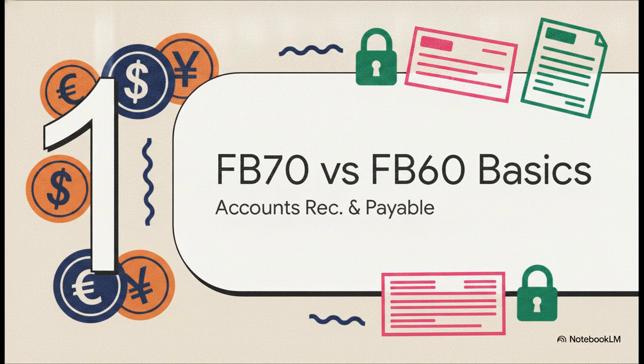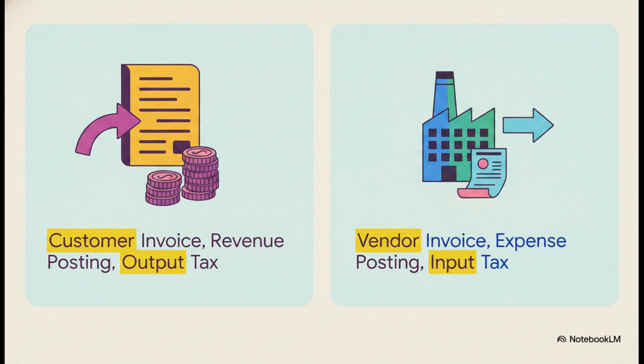All right, Section 1, the basics. FB70 versus FB60. Let's build that absolute foundation and look at the two sides of our manual posting coin. What's really cool here is how perfectly these two mirror each other. Over on the accounts receivable side, FB70 is your absolute go-to for posting a customer invoice manually. It handles the customer debit, the revenue credit, and takes care of your output tax.